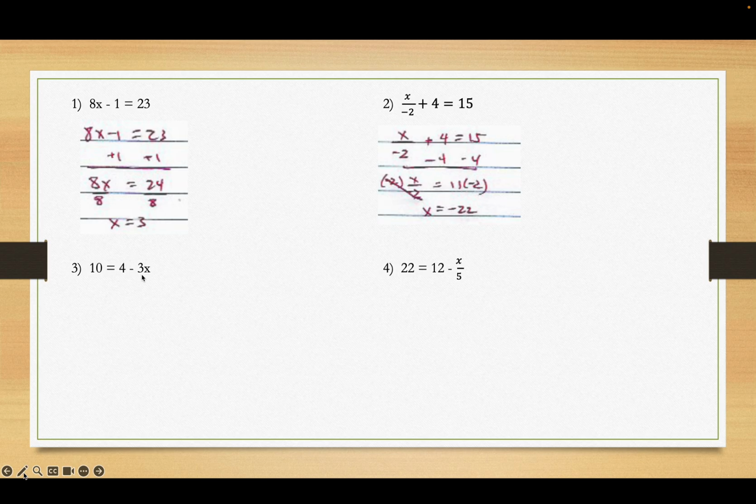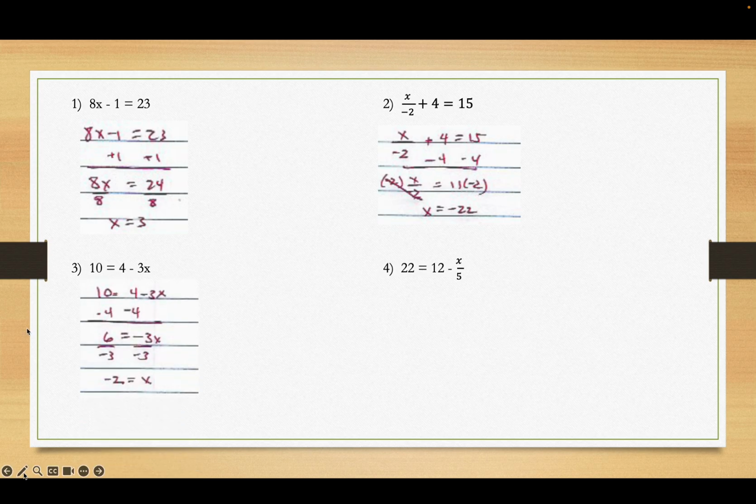Now that's really important because a lot of students for their first step will mistakenly add 4 to both sides because they see the subtraction sign or negative or minus sign here. That's not true. The 4 has nothing to do with that negative sign. The negative sign has to do with the 3x because it's in front of the 3x.